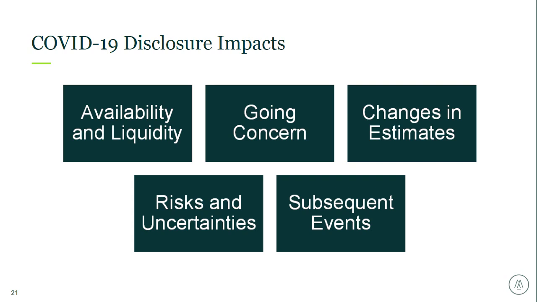Additionally to that, there's going to be situations where estimates are changing. Thinking through the economic impact, that can impact estimates of fair value of assets, that can impact collectability of accounts receivable, that could potentially impact useful lives of fixed assets in certain circumstances. And any significant change in accounting estimates should be disclosed in the financial statements.